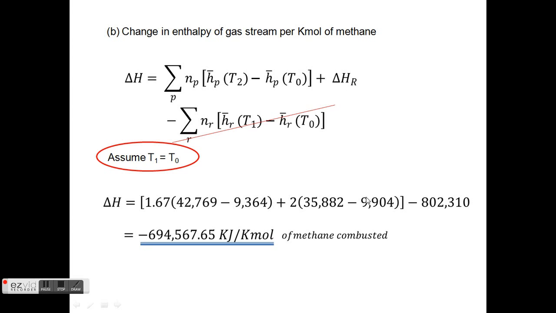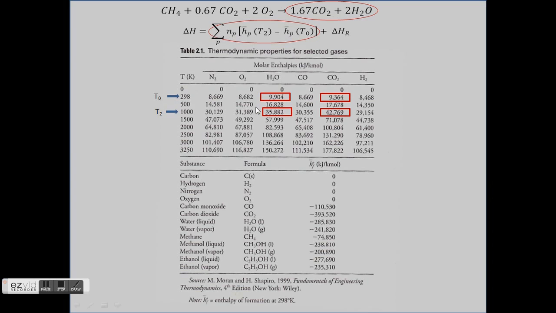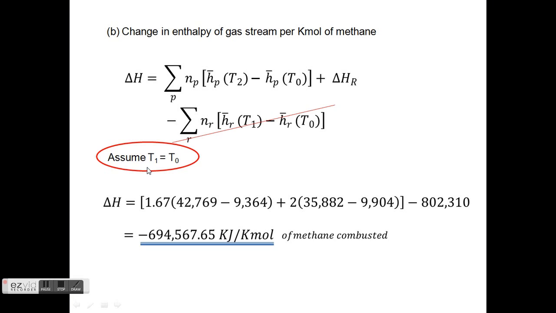So in the same way, we'll look up the table. This time a different aspect of the table. We're not looking at the enthalpy of formation, we're looking at the molar enthalpies at different temperatures. This is our T2, this is our T0. We know T1 is equal to T0, and that's because we're told that the biogas is getting to the turbine at 298. I will talk a little bit about this later on.